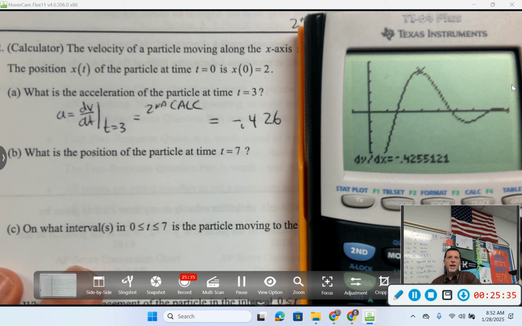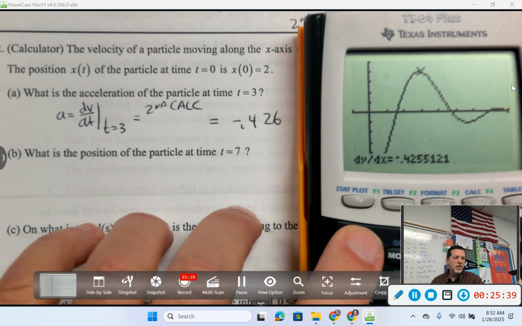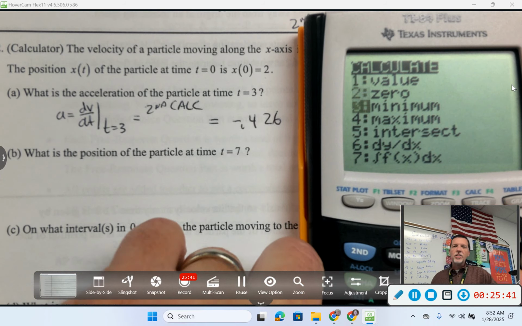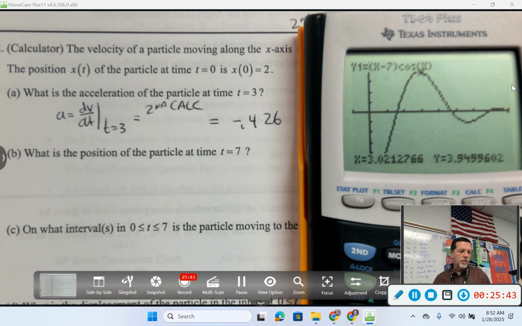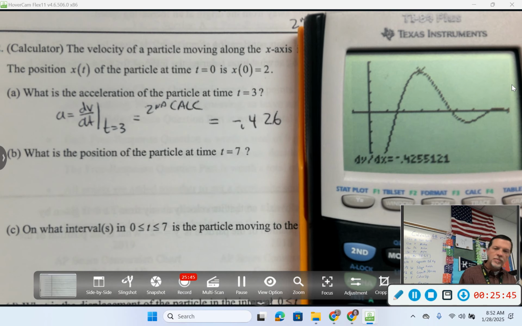Okay, so are you good with that? Part of this is remembering how to use the calculator. Second calc, and then there's all your options. dy/dx is what we want for that one at 3.